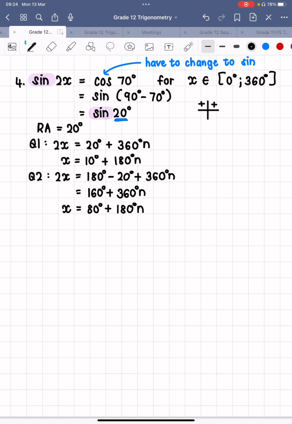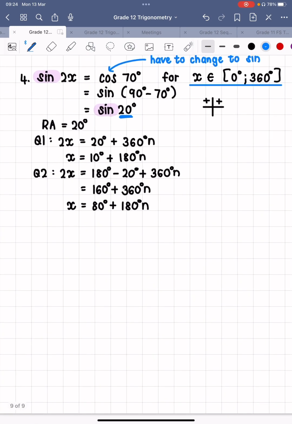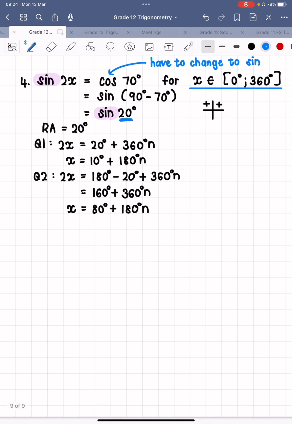But now they've said that our x answers, right? Our answers for x have to lie between 0 and 360. So they actually want specific solutions. Okay, so what we're going to do, we're going to use our two final general solutions, this 10 plus 180n and 80 plus 180n. We are going to use those as formulas to calculate specific x values that lie between 0 and 360.